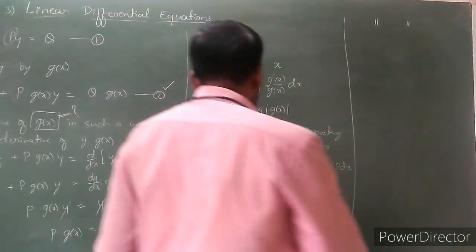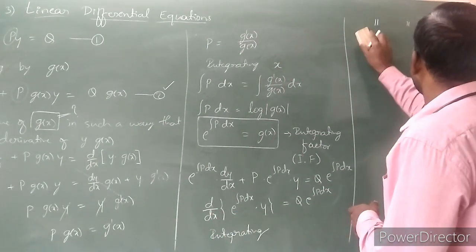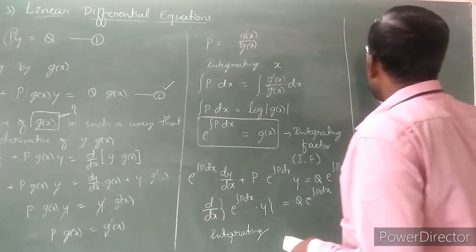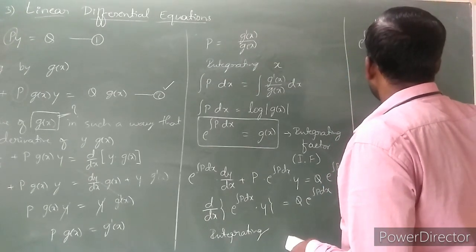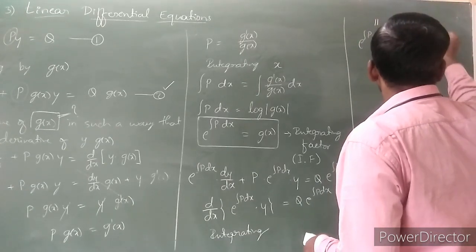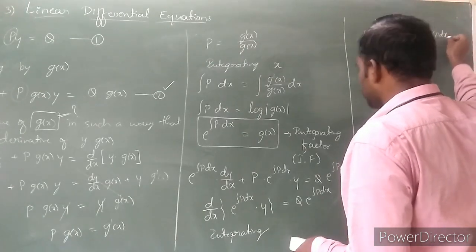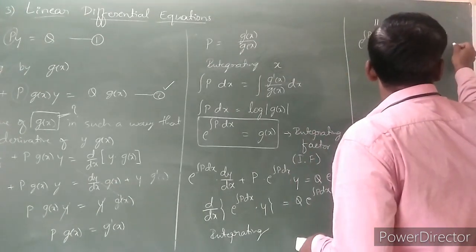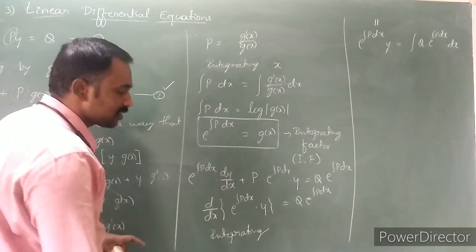Yes, integrating this one. After integration, d by dx will be eliminated. What will we get? Only e power integration of p into dx, into y, is equal to integration of q into e power integration of p into dx, into dx. Is that clear? So after integration, the differentiation gets cancelled.